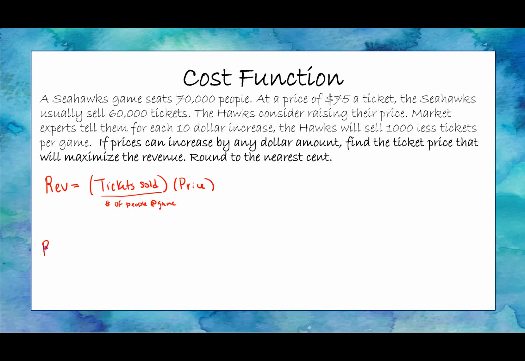Well, our revenue is going to be equal to, well, first of all, how many tickets were sold? Well, typically they sell 60,000. But then we have to subtract the number of people that we lose based off of our dollar increase. So what we're going to do is let x be equal to a $10 increase. So in other words, if I let x equal 2, then we're increasing the price by $20. If we let x equal 5, we're increasing the price by $50.